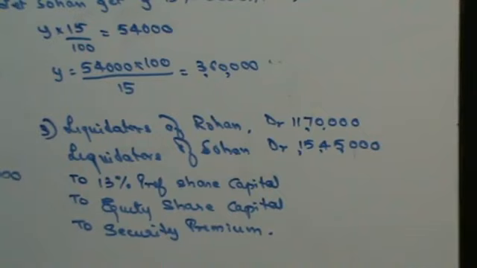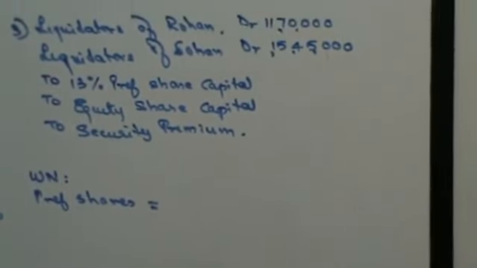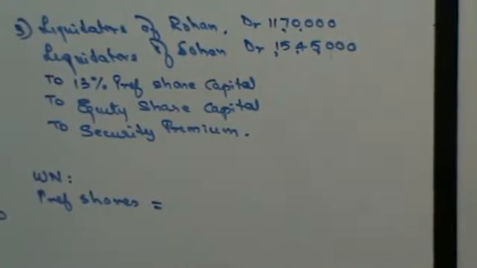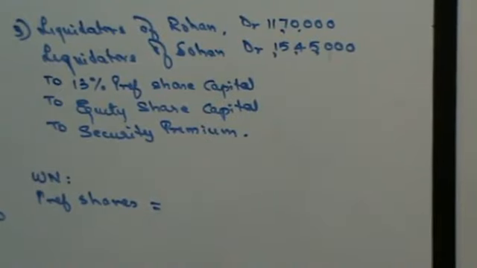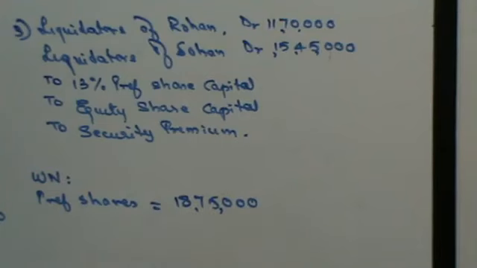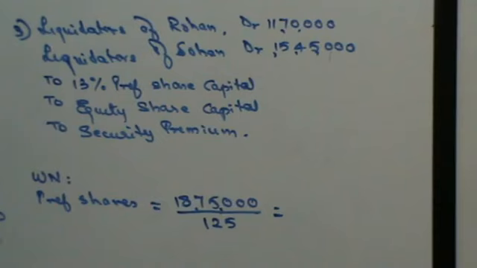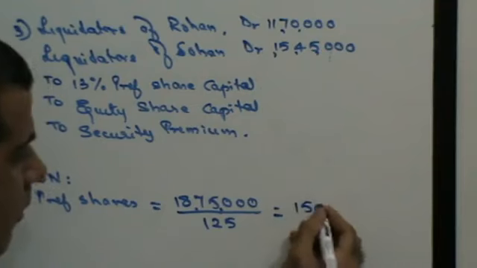Preference shares. You have given preference shares of 7,50,000 to Rohan and 11,25,000 to Sohan. So that is 18,75,000. You have issued the preference shares at 125, right? So how many preference shares have you actually issued? Someone please calculate this. 18,75,000 divided by 125. 15,000.